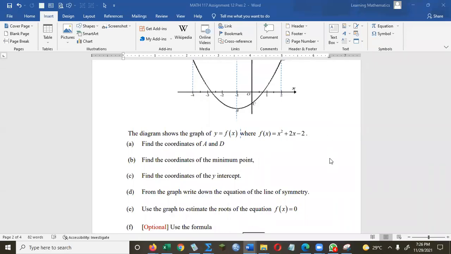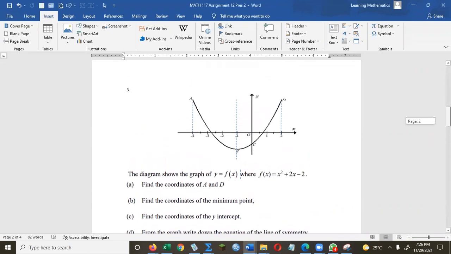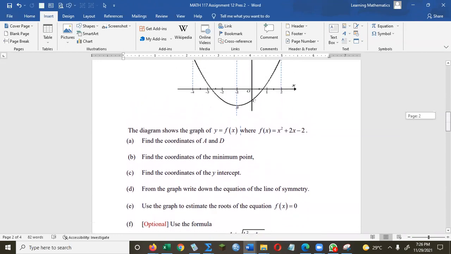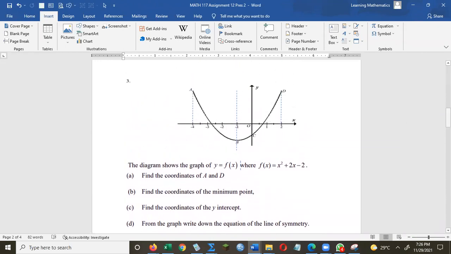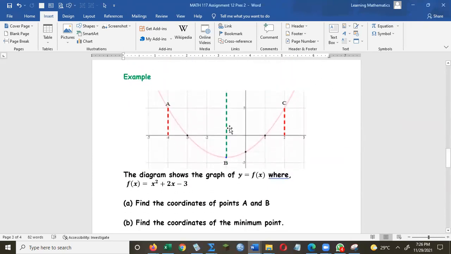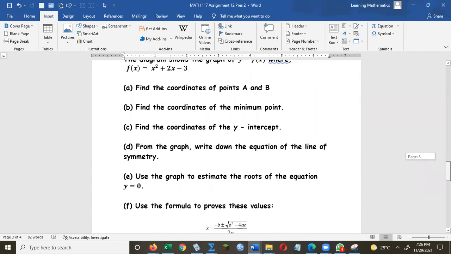Yes, so we are continuing with the quadratic equation, and we're doing the second question for assignment 12, which is concerned about the graph. A graph is given, a quadratic graph, a parabolic curve, a U-shape, and questions are asked about it. The function is also given, and you have questions A, B, C, D, E, F from it, okay? So here we have an example similar to it. A graph is given, and you have questions from A to F.